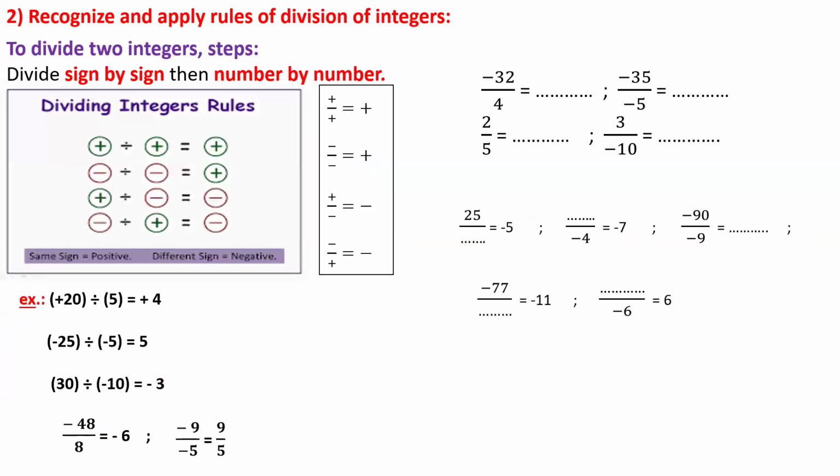Now, rule number 2, how we will recognize and apply rules of division of integers. To divide two integers, also we have steps. We divide sign by sign, then number by number.